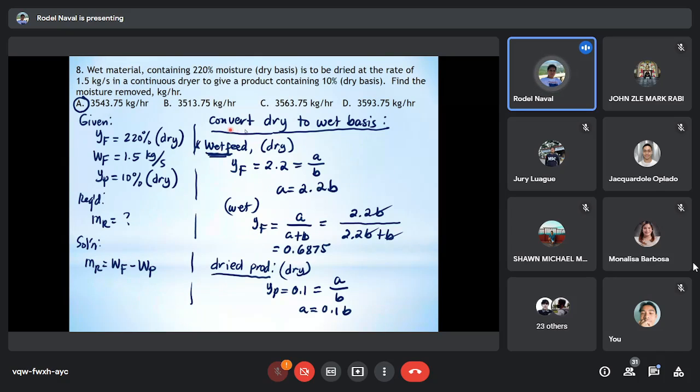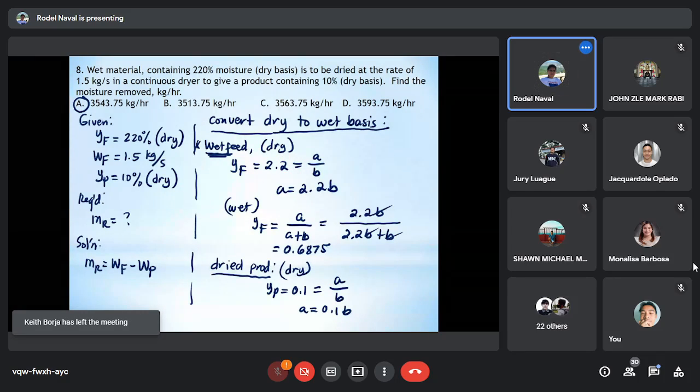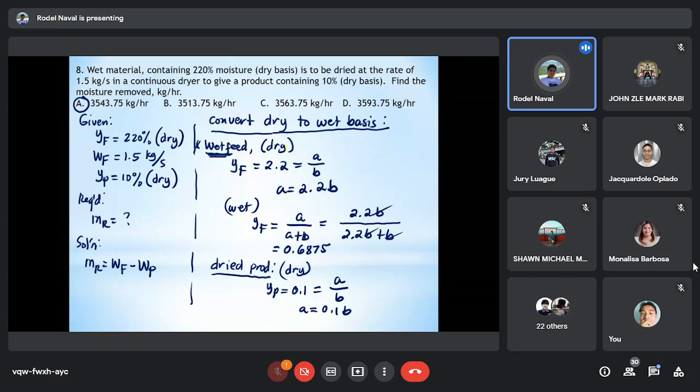So first, we are going to convert dry to wet, because the formula, class, is in wet basis. So, wet basis. So the wet feed first, class. What was given is dry. So for the wet feed, 220%, YF is 2.2, which is A over B. Dry basis was given, so I start with the wet feed, not yet the product.